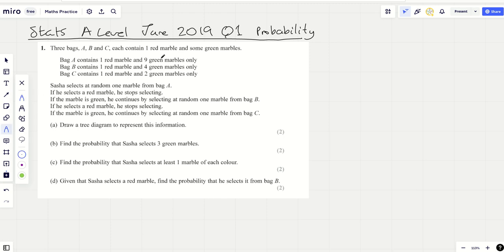Okay, hello. This is me just going through another probability question from a stats paper. This one, June 2019, and it's question 1. And this looks to be like a tree diagram question, actually. So what have we got?